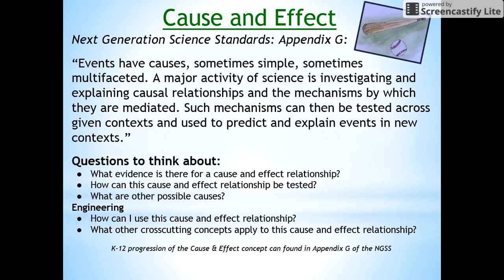Cause and effect. Cause and effect is innate in humans. From a young age, we want to know why something occurs. In science, cause and effect explain causal relationships, why things happen. And in engineering, it's a little different. We want to be in control of the cause so that we can also control the effect.